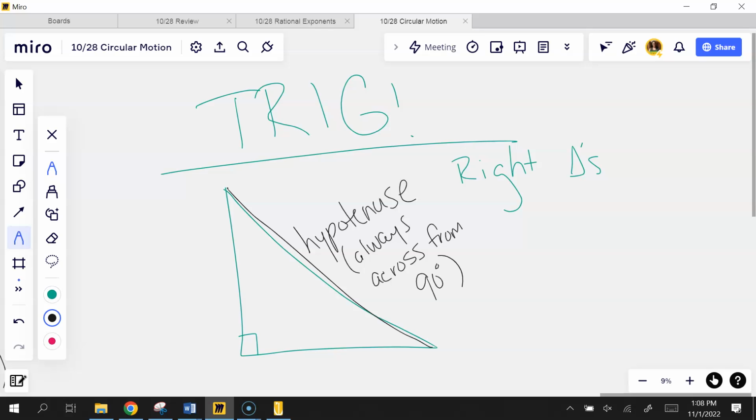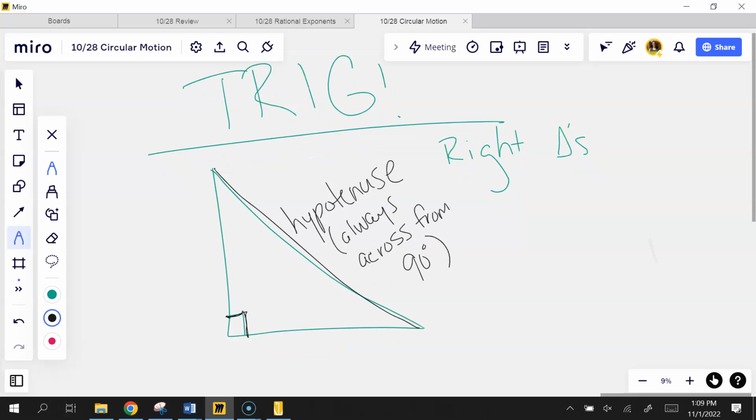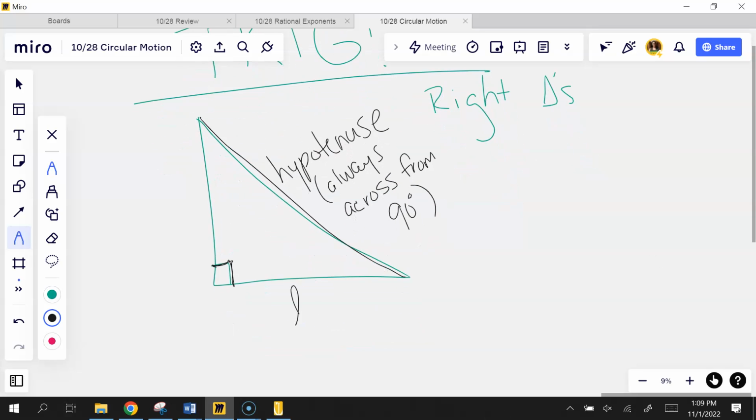from the 90-degree angle. How do I know that it's 90 degrees? It's got a little square on it. When you see that little square, you know 90 degrees. All right, hypotenuse is directly across. Lucy, you are absolutely correct. These are called legs. Both of them are legs. So you have a hypotenuse and two legs.